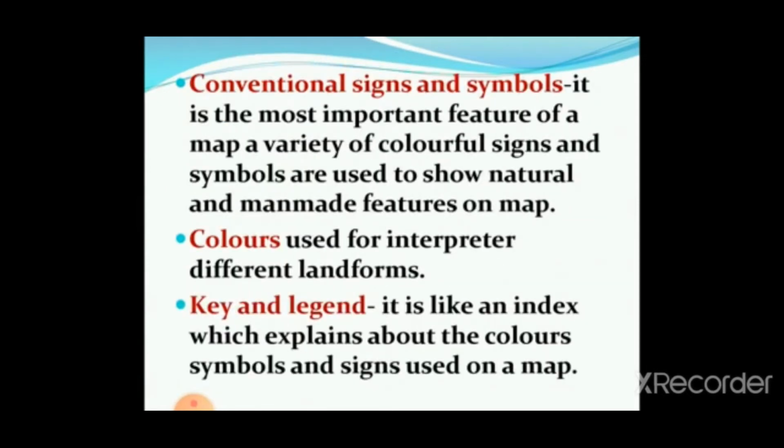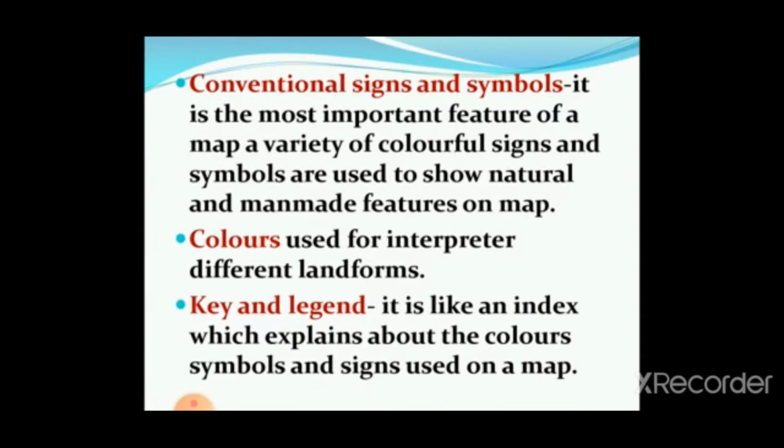Now the next portion is called the conventional signs and symbols. It is also a very important portion of a map. So many colorful signs and symbols are given in a map. We can say that in all the maps so many signs and symbols are given. The signs and symbols are used for explaining important things in a map, and some among them are accepted throughout the world. Worldwide acceptance is there, and some are made by the cartographers.